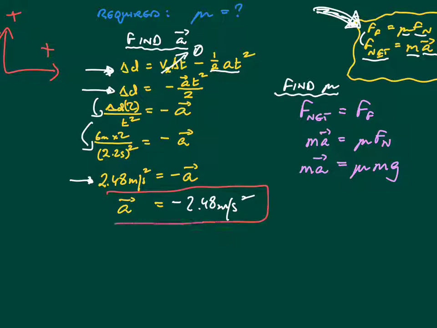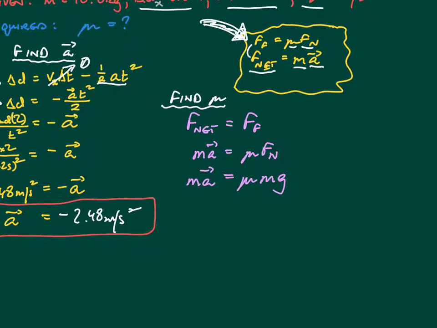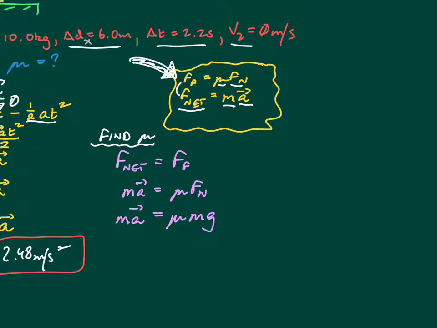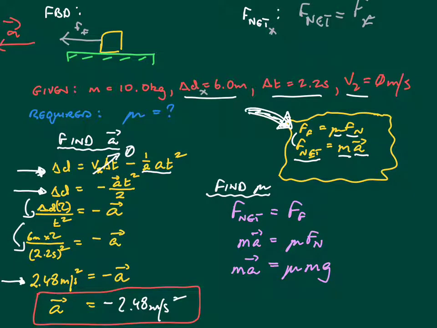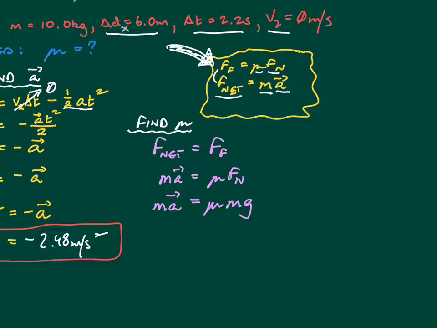Okay, so we have a value for A. What are we going to do with that? We can use that value for A to find mu. So we know that F net in this case is equal to FF because it was the only force acting on the box. And we can just simply sub in the values for F net, which is equal to MA, and FF, which is mu Fn. And then we get to this scenario where MA is equal to mu mg.